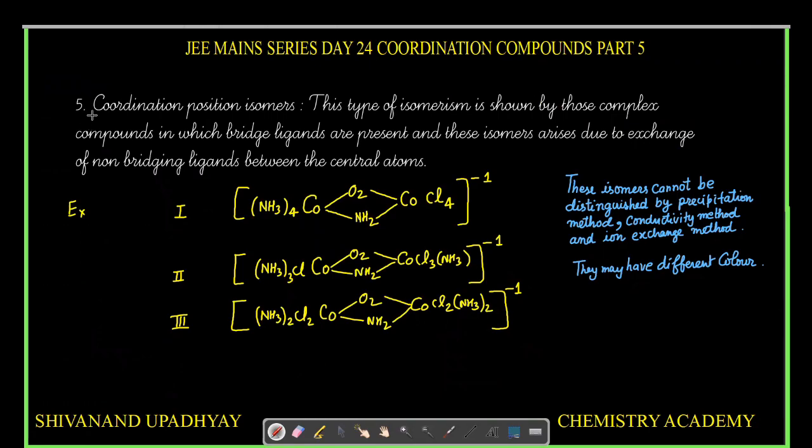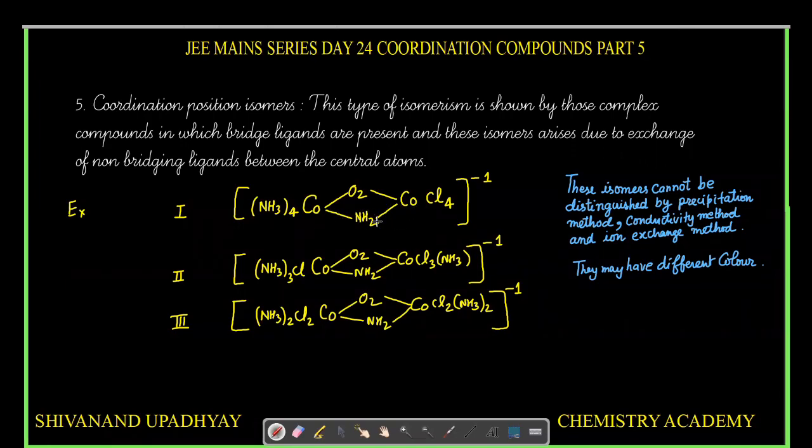The fifth type of isomer is coordination position isomerism, or coordination position isomers. This type of isomerism is shown by those complex compounds in which bridge ligands are present, and these isomers arise due to the exchange of non-bridging ligands between the central atoms. Like for this, you can say that these two central atoms are the same. It may be different also.